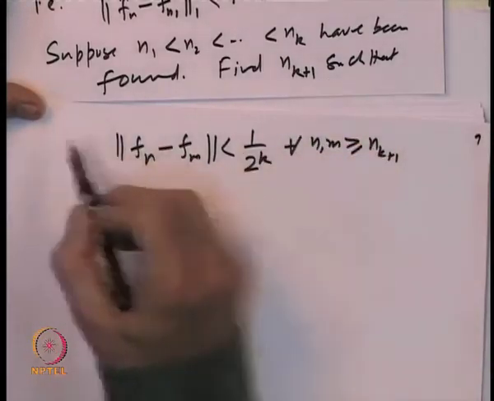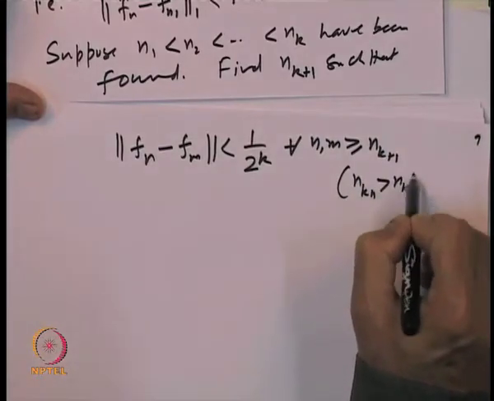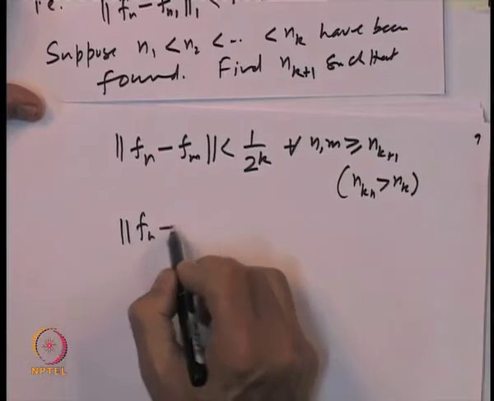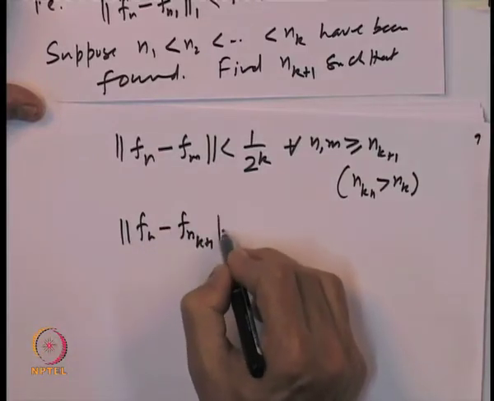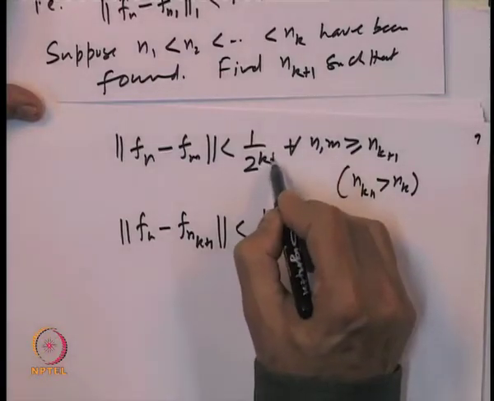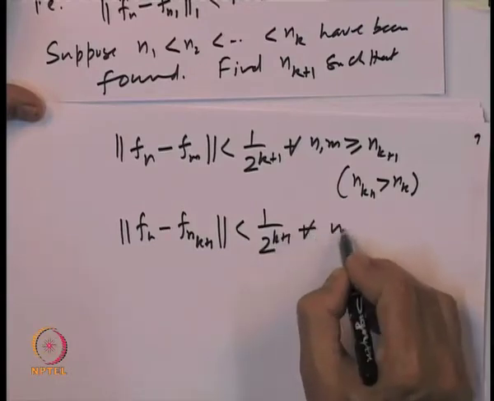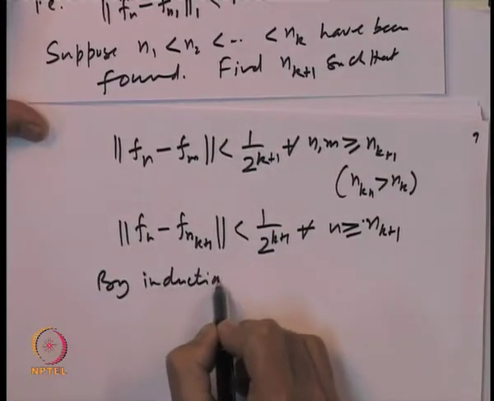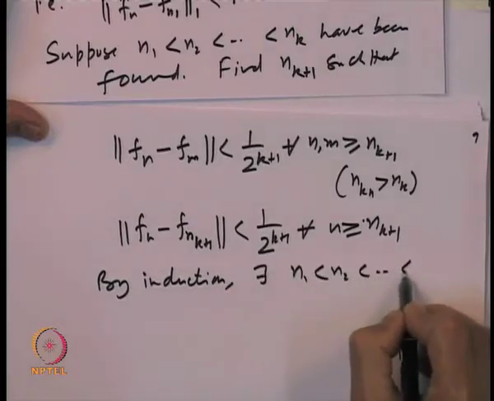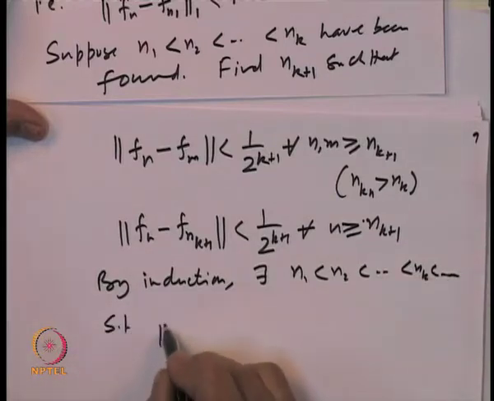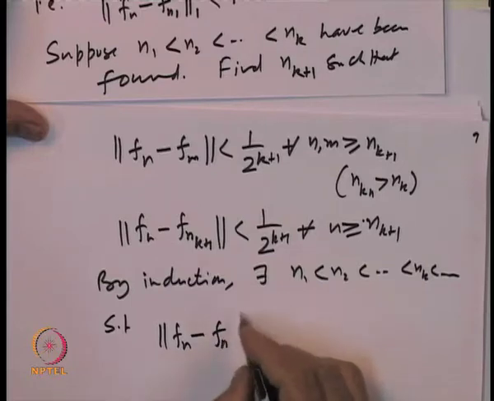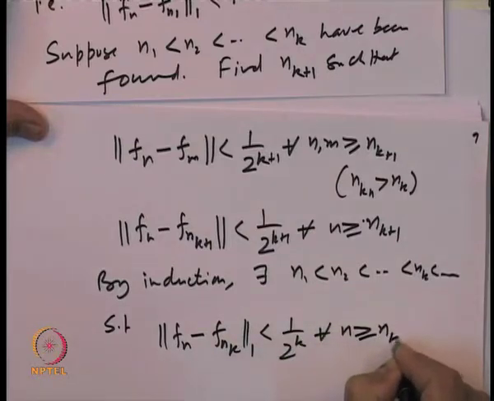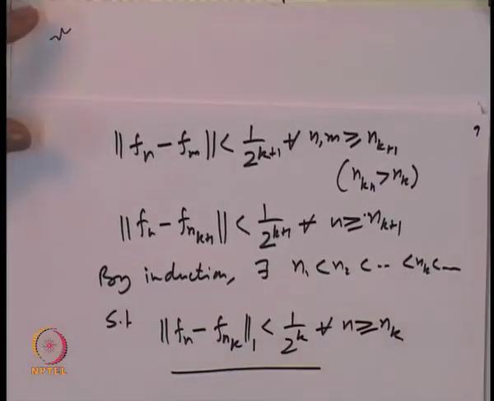I will find n k plus 1 such that n k plus 1 is greater than n k and this property holds. Then for m equal to n k plus 1, I will have f n minus f n k plus 1 less than 1 over 2 to the power k plus 1 for every n bigger than or equal to n k plus 1. So, by induction there exist n 1 less than n 2 less than n k less than so on, such that norm of f n minus f n k is less than 1 over 2 to the power k for every n bigger than or equal to n k. So, that is step 1.